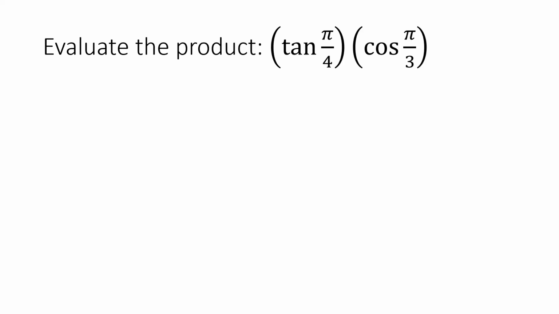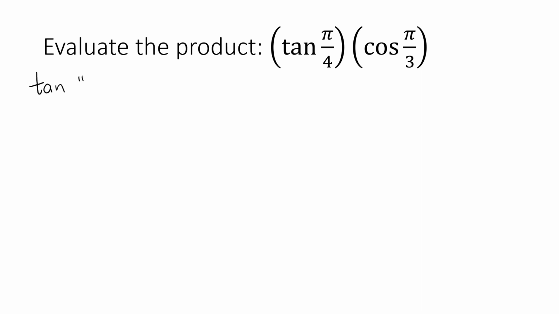Now we have this to evaluate: the product of tan pi on 4 and cosine pi on 3. We'll start with tan pi on 4. Both pi on 4 and pi on 3 are acute angles, so we don't have to determine which quadrant they are in. We know that the tan of pi on 4 and the cosine of pi on 3 will both be positive. So we can just recall our exact values from the last video.